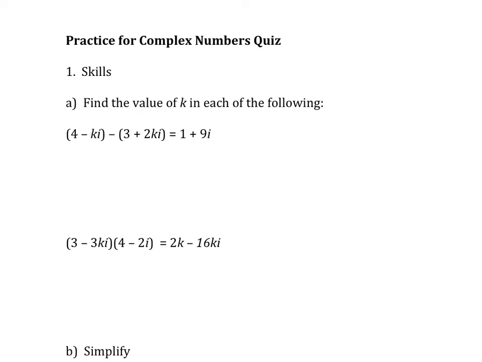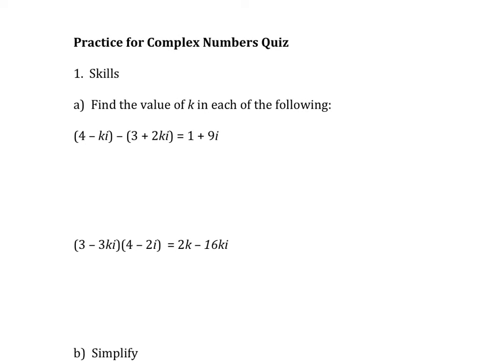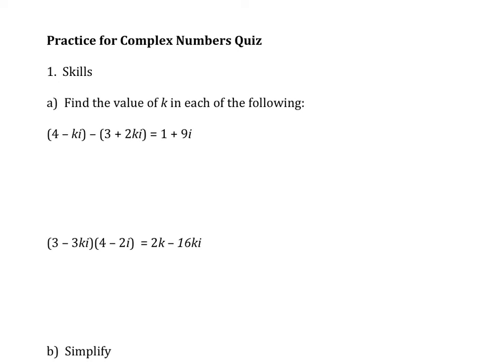Let's continue with our review of complex numbers for the upcoming quiz. Okay, so in this one we were asked to find the value of k in each of the following. And here we have (4 minus ki) minus (3 plus 2ki) equals 1 plus 9i.